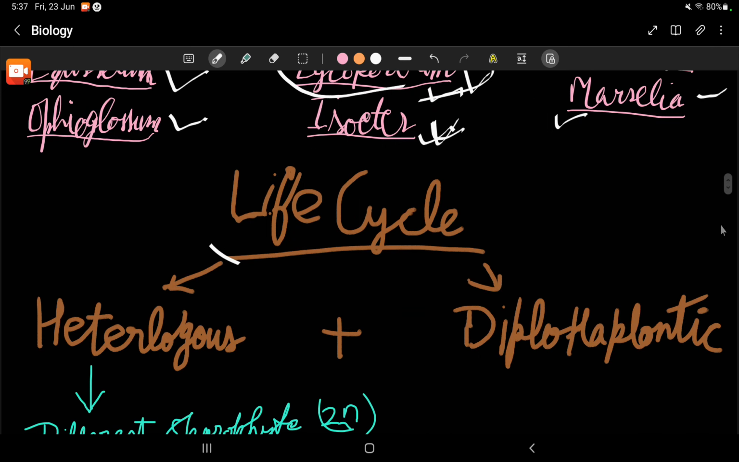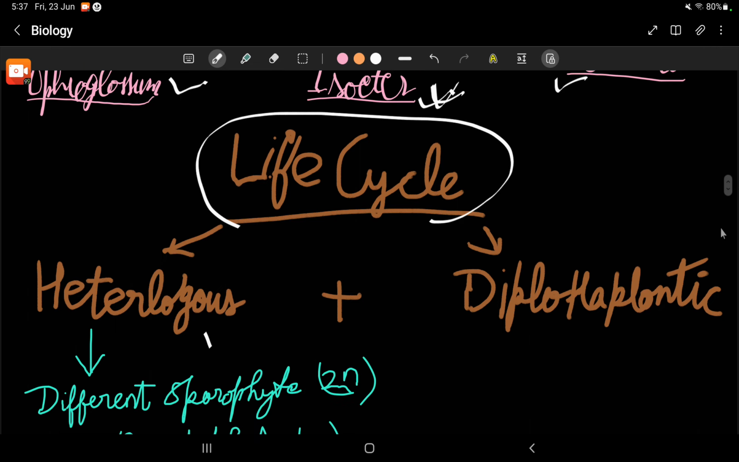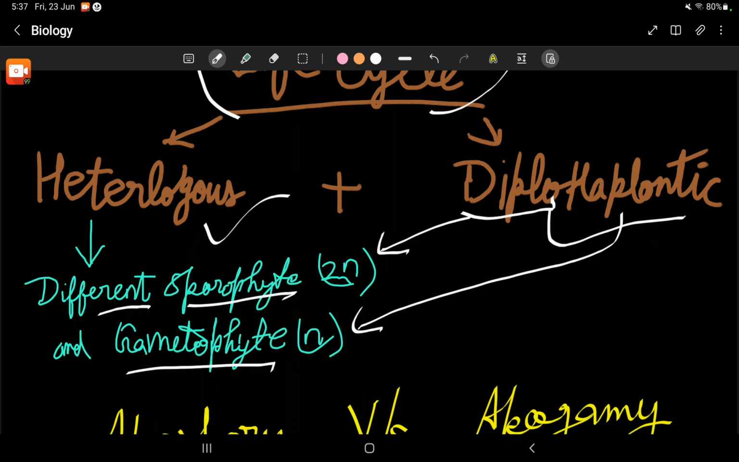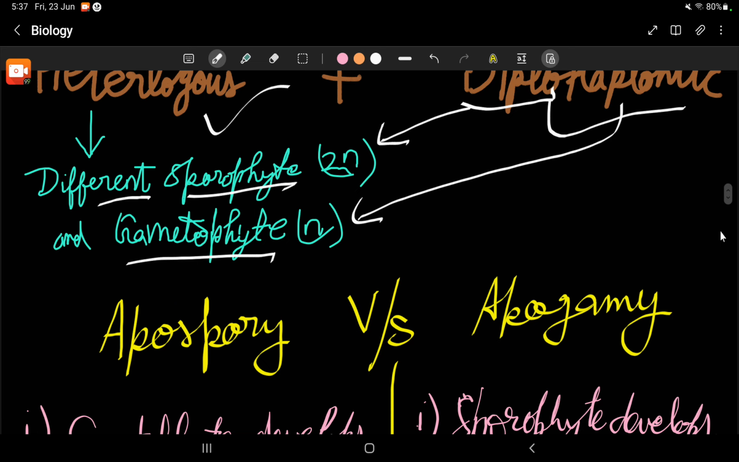Next is the life cycle. The life cycle is heterologous and diplohaplontic. Heterologous means the sporophyte and gametophyte are different, while diplohaplontic means the sporophyte is diploid and the gametophyte is haploid in nature.